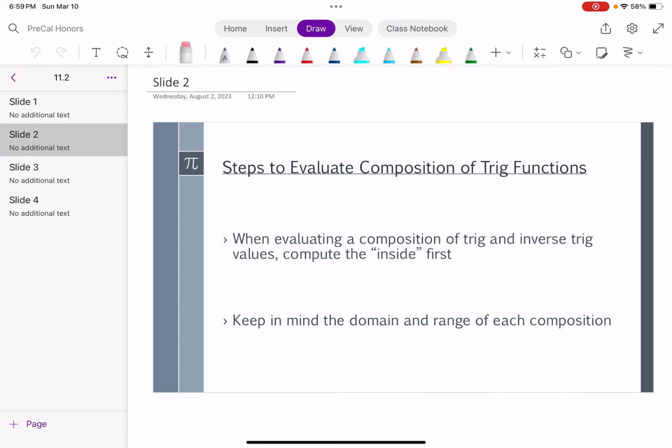The next thing would be to keep in mind what the domain and range of each one of these compositions would be. Having that understanding that for sine, we would be going from -1 to +1, or the inverse of sine would be -π/2 to +π/2. All of that is extremely important as we work through each one of these compositions, because we could run into any one of our 6 trig functions. Let's go ahead and take a look at slide 3.